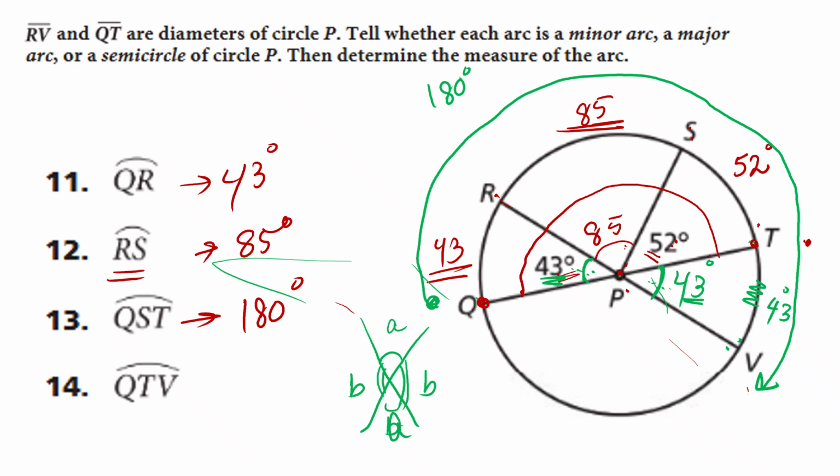So the measurement from Q till T, central angle, okay, Q to T, this is the diameter or semicircle. The measurement is 180 degrees and then add the 43. So 180 plus 43 gives us 223. The RQTV is 223 degrees.